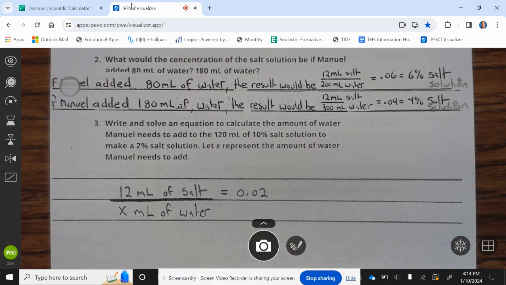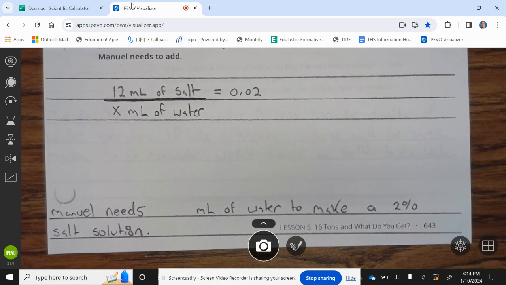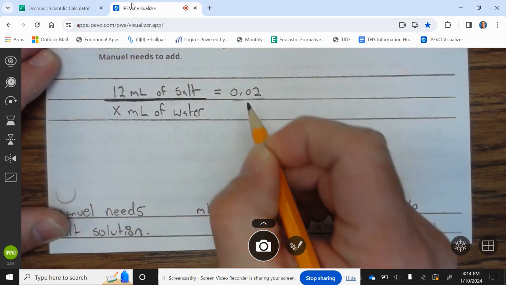3. Write and solve an equation to calculate the amount of water Manuel needs to add to the 120 milliliters of 10% salt solution to make a 2% salt solution. Let X represent the amount of water Manuel needs to add. Okay, so our equation is 12 milliliters of salt divided by X milliliters of water equals 0.02. Okay, so we're going to divide that by 1 and cross multiply.